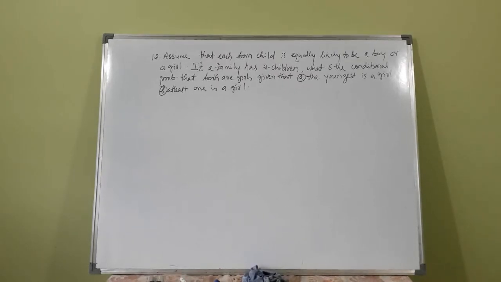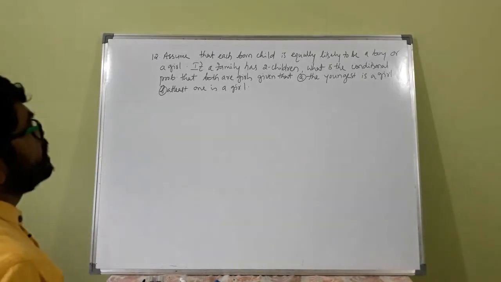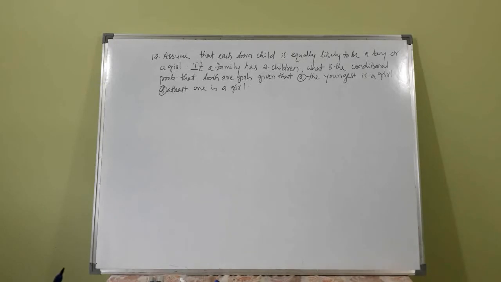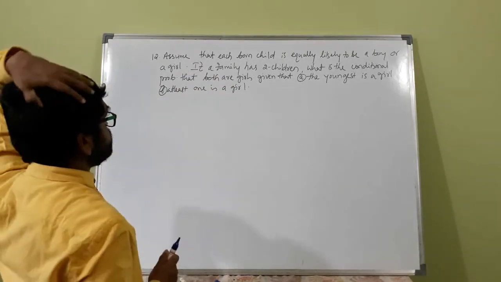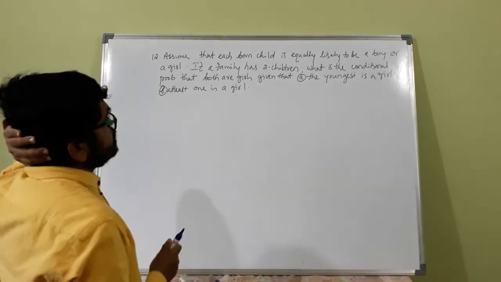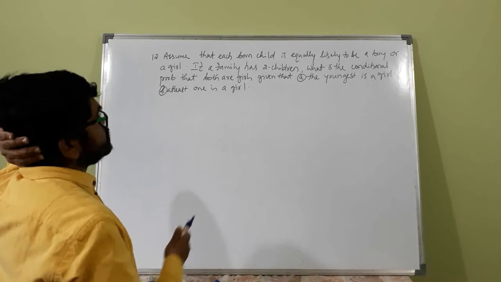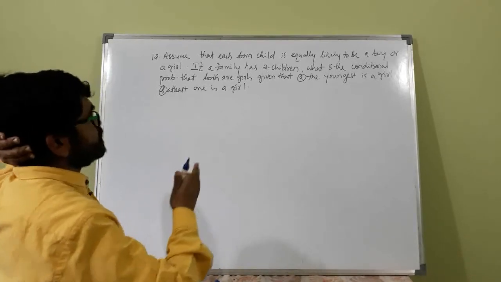Assume that each born child is equally likely to be a boy or a girl. If a family has 2 children, what is the conditional probability that both are girls, given that the youngest is a girl? That is one case. Both are girls, given that at least one is a girl.